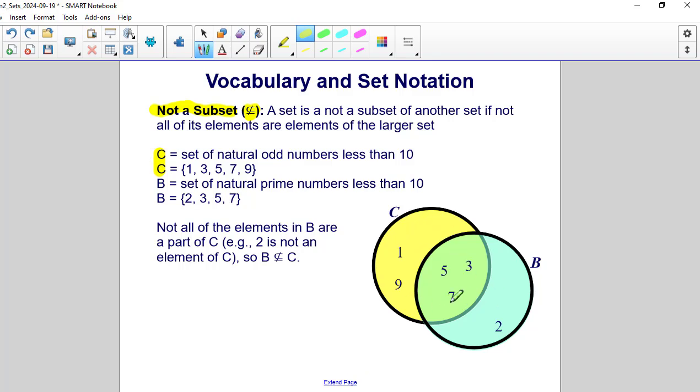Noted right here in this Venn diagram. Notice that 1, 3, 5, 7, and 9 are all part of set C. We also have set B defined also in two ways. Set B is the set of natural prime numbers less than 10. That's in statement form. In tabular form, it would be 2, 3, 5, and 7. And here in set B, we have 2, 3, 5, and 7. Not all the elements in B are part of C. For example, 2 is not an element of C. So B is not a subset of C.